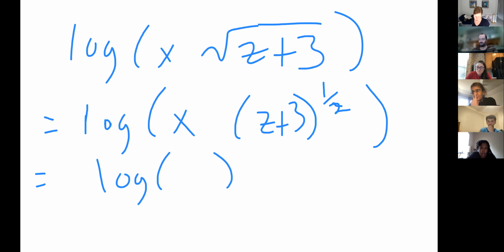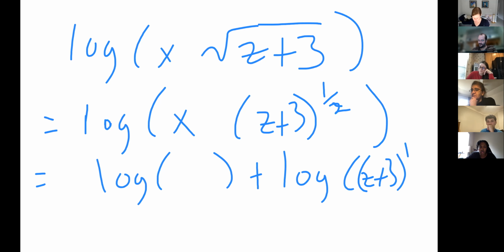I think it's because here it's the multiplication, it's going to be subtraction. Multiplication is what? Oops, it should be addition. Yes. We can write it as log x plus log of z plus 3 to the half power. And this one is log x.